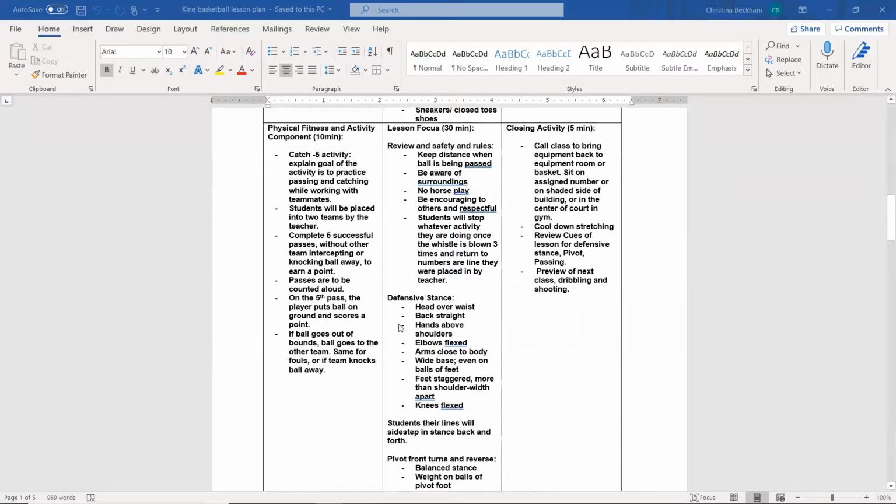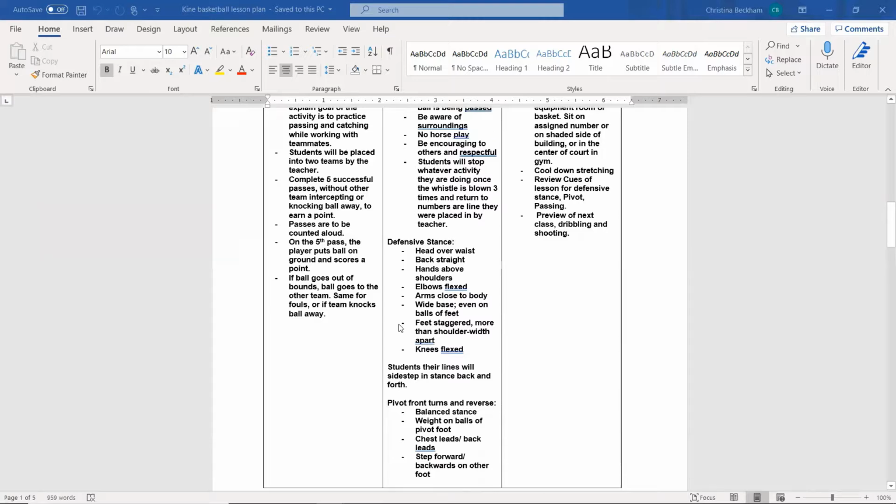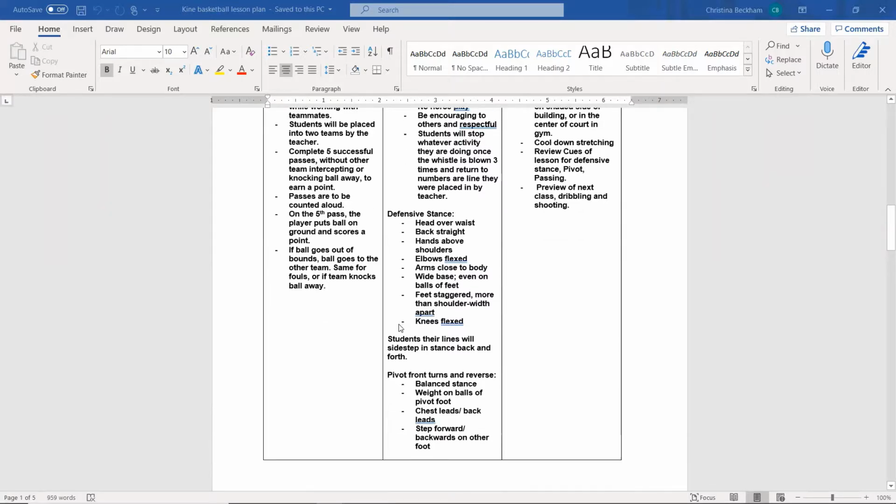For defensive stance, the head is over the waist, back is straight, arms above the shoulders, elbows flexed, arms close to the body, a wide base, even on balls of the feet. Feet are staggered more than shoulder width apart, the knees are flexed. The students in their lines will sidestep in the stance back and forth.